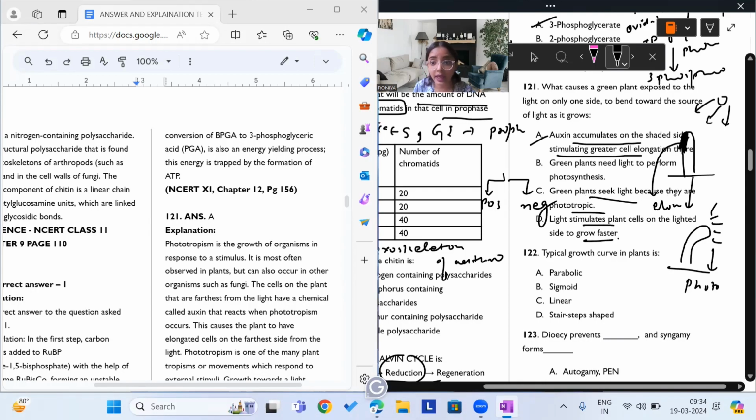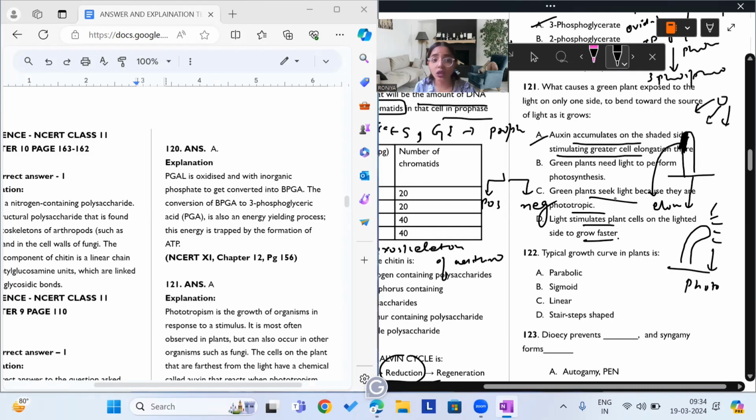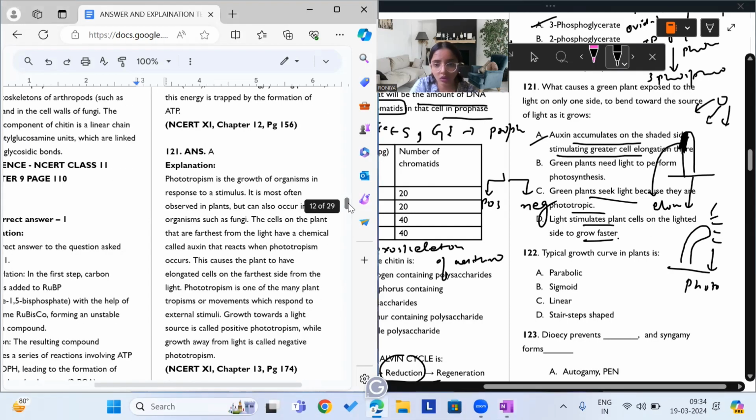See, green plants seek light because they are phototropic. It is correct. Green plants need light to perform photosynthesis. The statement is correct, but it is not the correct answer. Okay, I hope you got it. Light stimulates plant cells on the lighted side to grow. No, that is wrong. So the answer is option 1.